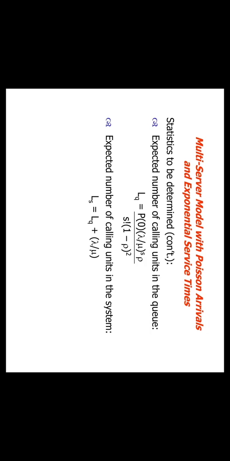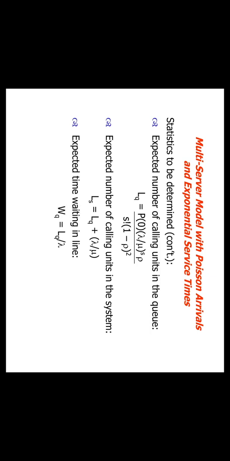And then the proportion of time the server is busy is now computed as rho equal to lambda over s multiplied by mu. That is assuming each server has the same mean service rate of mu units per time period. Next is the expected number of calling units in the queue. L sub q is equal to P of 0 multiplied by the quantity lambda over mu raised to s multiplied by rho, all over s factorial multiplied by the quantity 1 minus rho, quantity squared. Followed by the expected number of calling units in the system, L sub s is equal to L sub q plus the quantity lambda over mu.